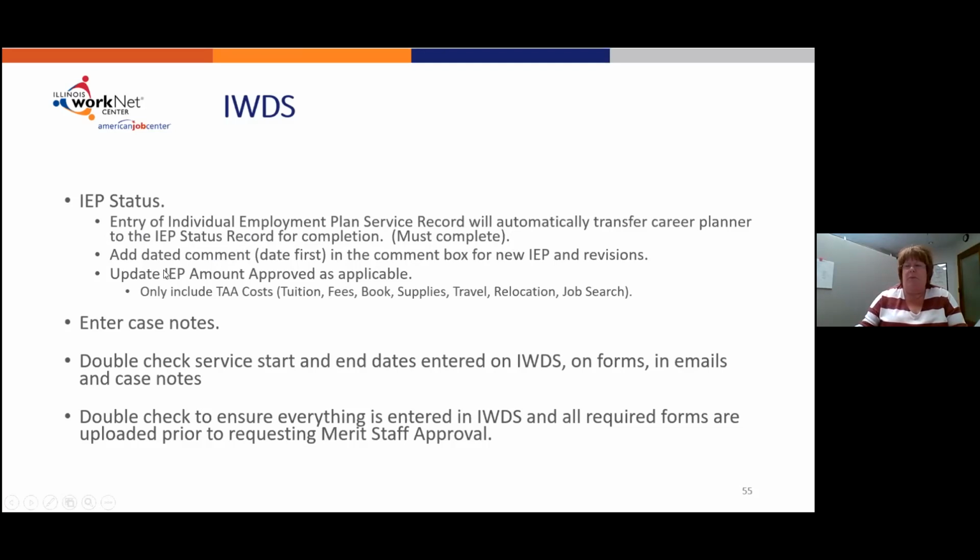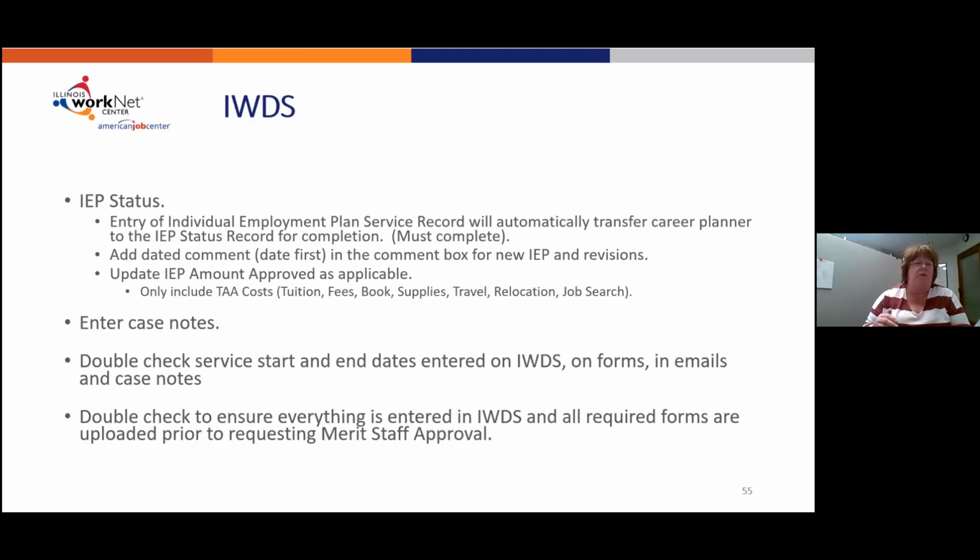In that IEP status record, you're going to add a dated comment, and the date needs to be the first thing in there. In that comment box for any new IEPs or any revisions, modifications to that IEP. And you don't have to put the entire amount of information about what you're changing on that record of the modification. You can just put a blurb that says, modifying for transportation changes, see case note dated, if you want. That's all you got to put. That box is limited to a point.